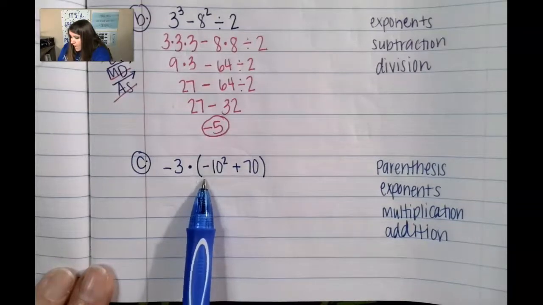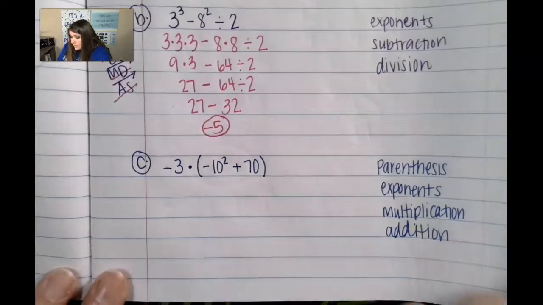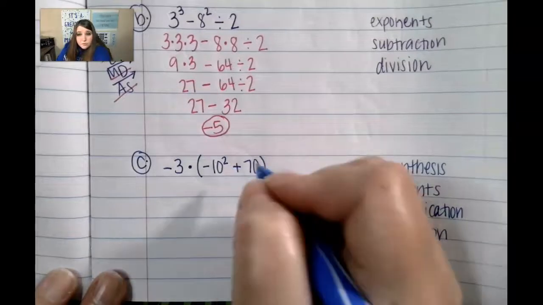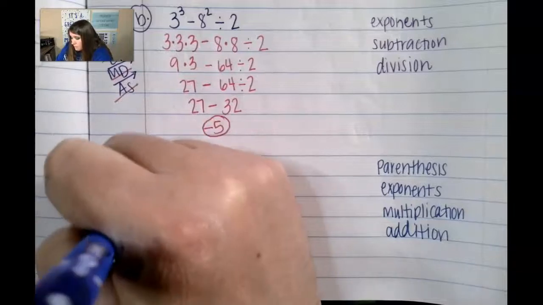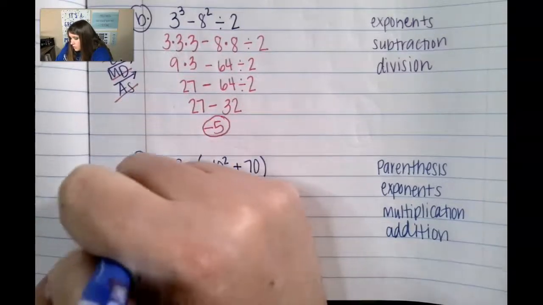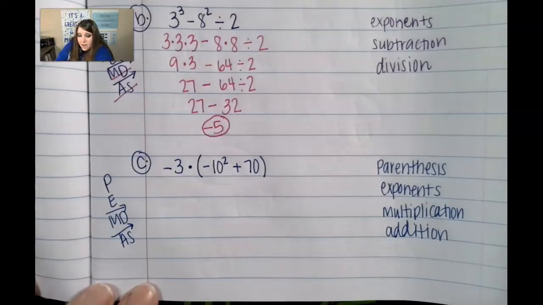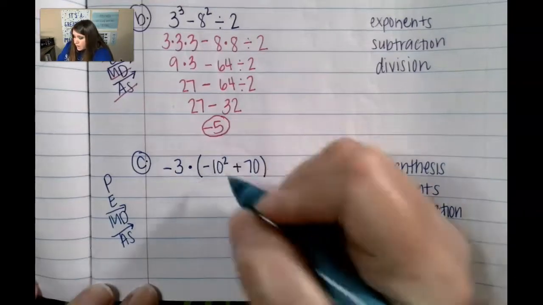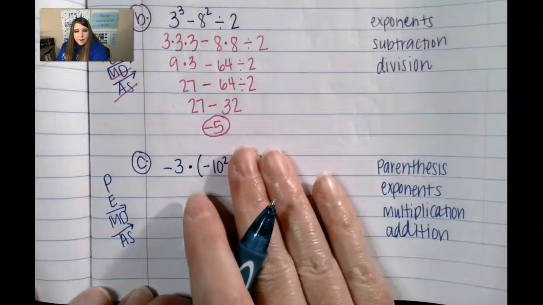So we're gonna look at this here, and we're gonna start in the parentheses and do everything in the parentheses first until the parentheses disappear. So PEMDAS, with multiplication and division from left to right, addition or subtraction from left to right, whichever comes first. So let's start in the parentheses, and in the parentheses, I have 10 squared.